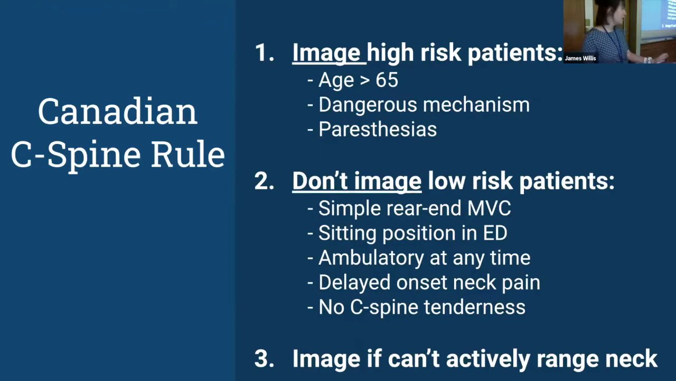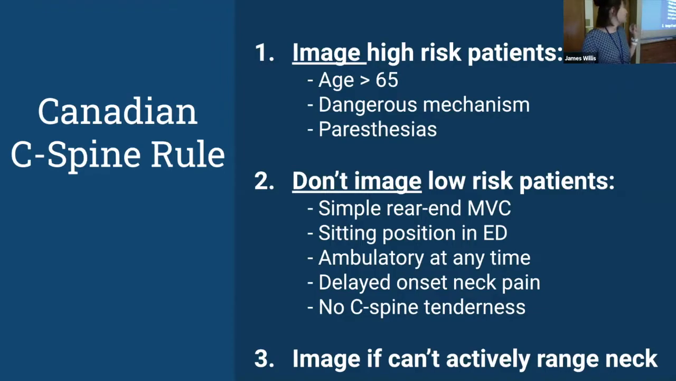Okay, so the other decision rule is the Canadian C-spine rule. This is a little more complicated and something you might have to reference more frequently. It involves 3 steps and you have to go in order. First, you need to image all high-risk patients. That means if your patient is over 65, has a dangerous mechanism, or has paresthesias, you have to image them regardless.